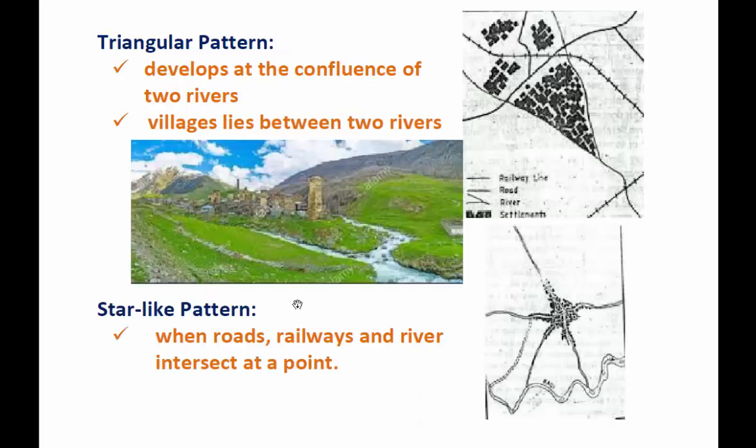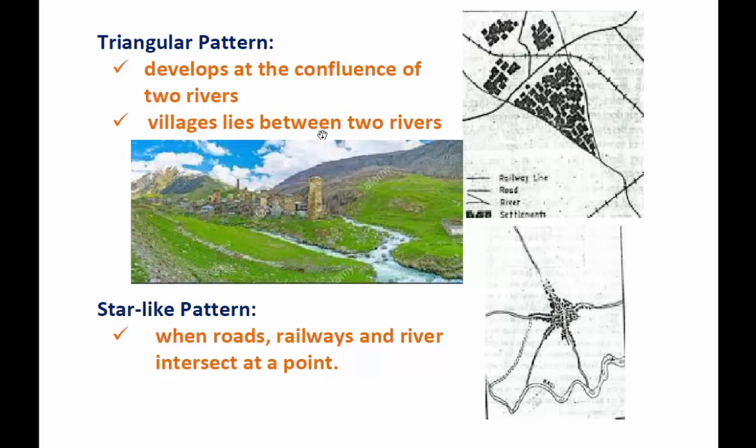Triangular pattern. A triangular pattern usually develops at the confluence of two rivers. So from this diagram, when two rivers join, or when two rivers meet at a certain point, if a village is located or developed at the confluence of these two rivers, we can say it is a triangular pattern of rural settlement.